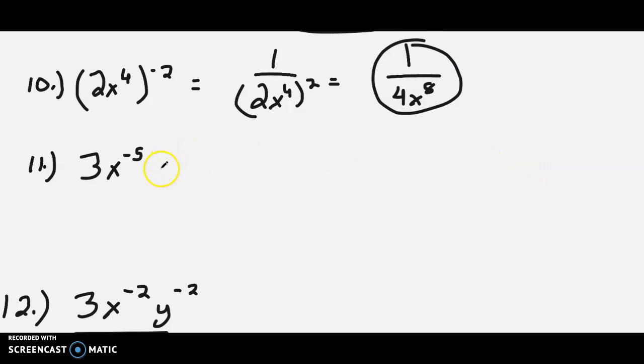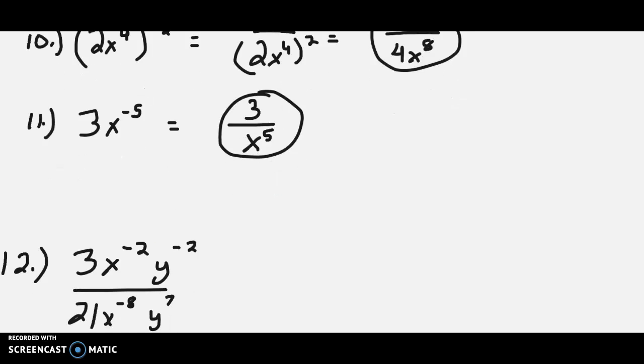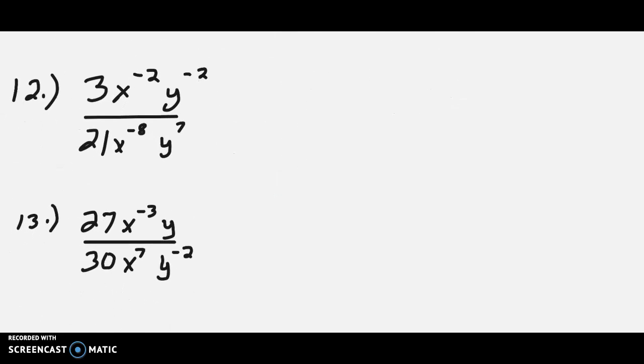All right, now on this one, notice that negative exponent, it's only happening to the x but not the 3. 3 is going to stay put, but if we just shove that x into the denominator, it'll become x to the +5. And we're good there. All right, let's scroll up and look at the others. 12 and 13.